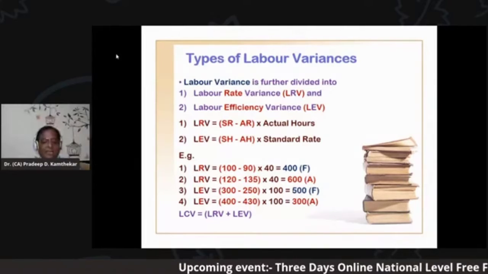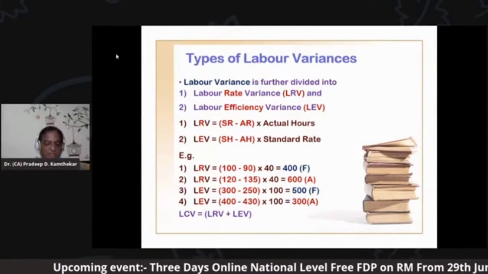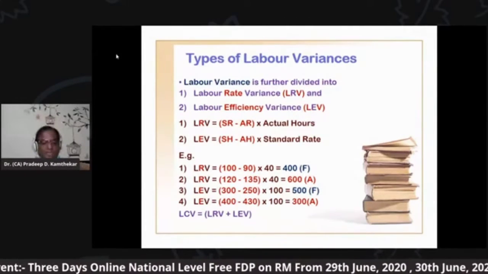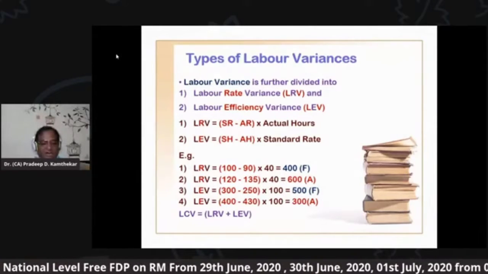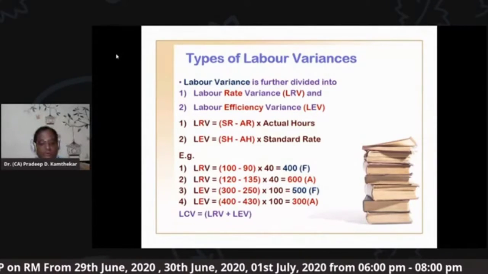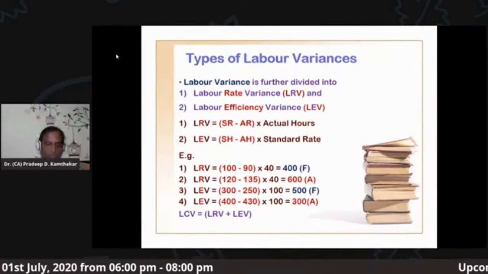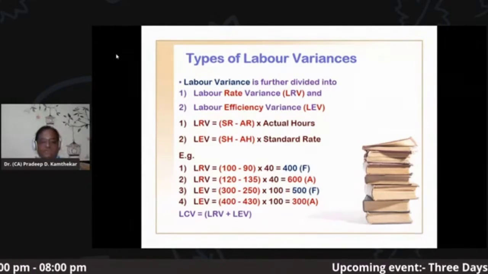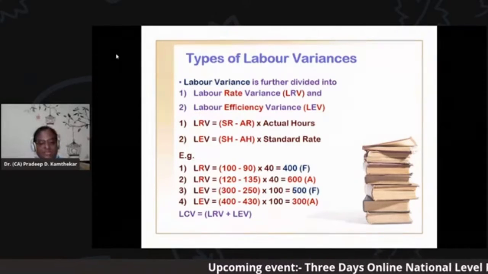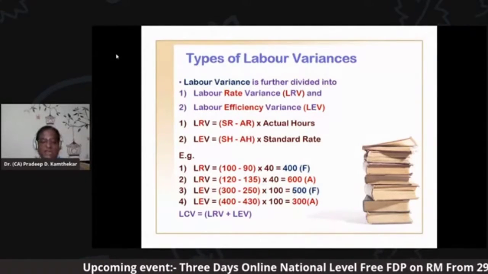Now, second example. 120 was the rate which the business expected to pay, but the actual rate paid by the business per hour is say 135. So 15 rupees is paid extra per hour for 40 actual hours. So like that, 600 rupees are paid extra. So variance is negative, that is 600 adverse.